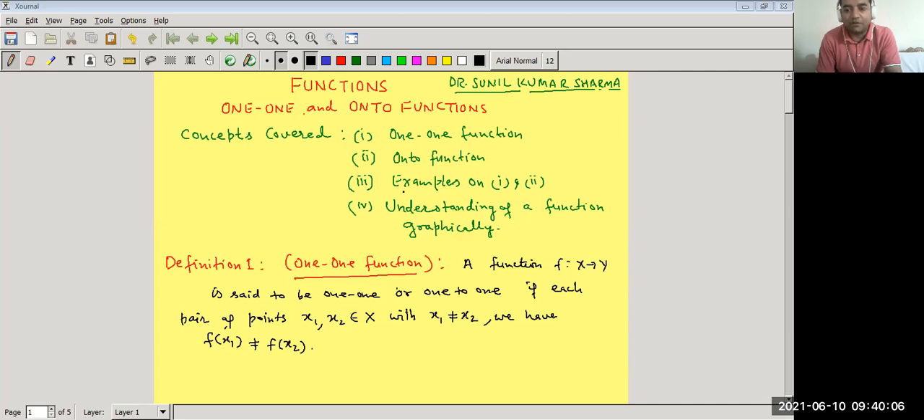A function f from x to y, where x and y are two non-empty sets, is said to be one-one function or one-to-one if each pair of points x1 comma x2 belongs to x with x1 is not equal to x2, we have f(x1) is not equal to f(x2).